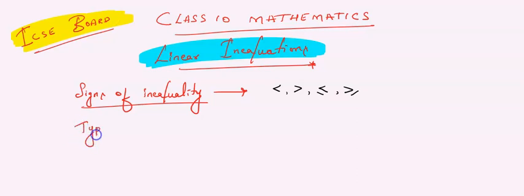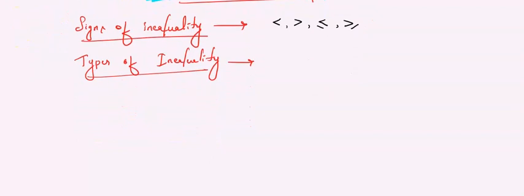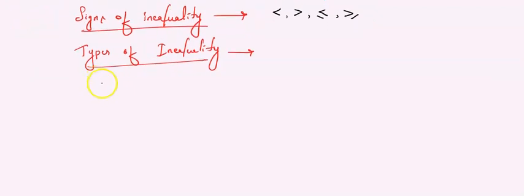Then we have different types of inequality. Can you name them? Let me discuss in detail. Option 1: numerical inequality. The first type of inequality is numerical inequality. What do you mean by numerical inequality? Simple. An inequality which does not involve any variable.